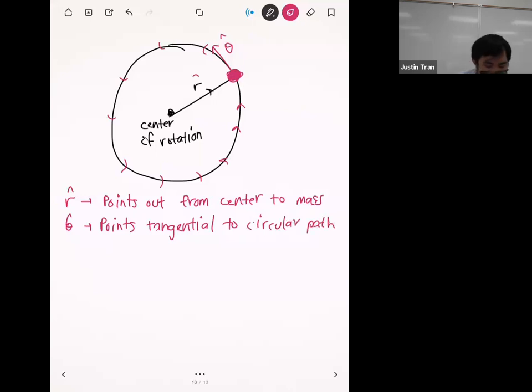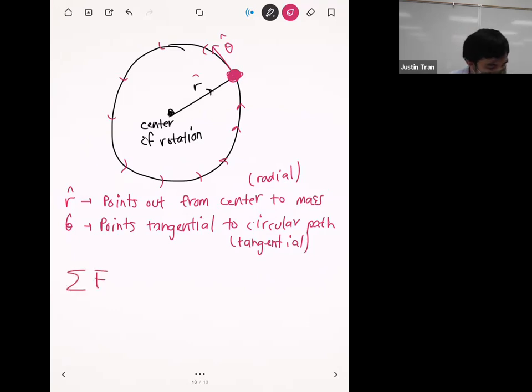The terms that you'll hear me use for this are the radial direction, which is R, and the theta direction, which is the tangential direction. This is going to be important because when we do our dynamic analysis, we're going to do the same as before. We're going to sum up all the forces.